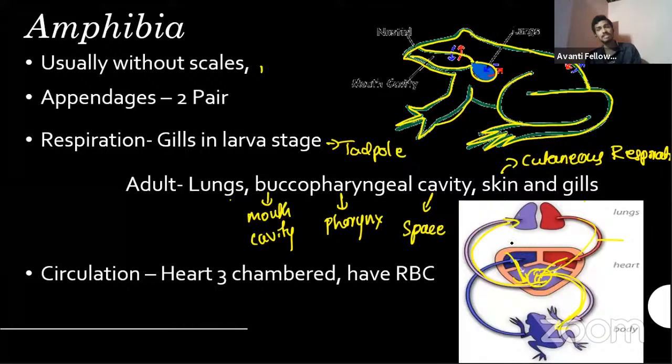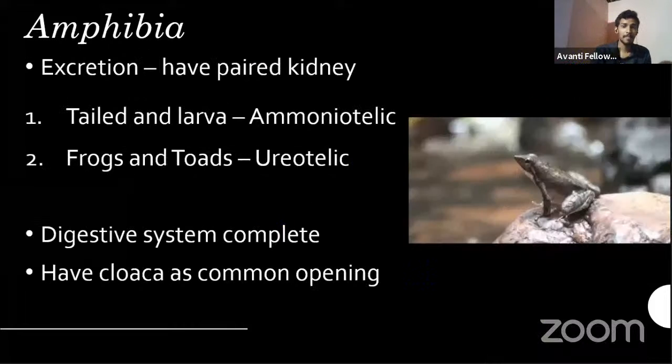The heart is three-chambered, with two auricles and one ventricle, and they do have RBC, red blood cells. That means they do have hemoglobin, and their blood is red in color. Okay. Next one.